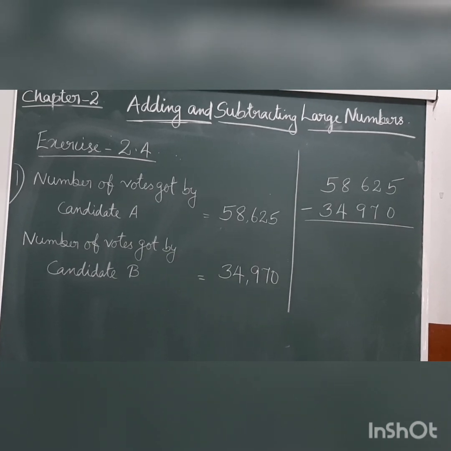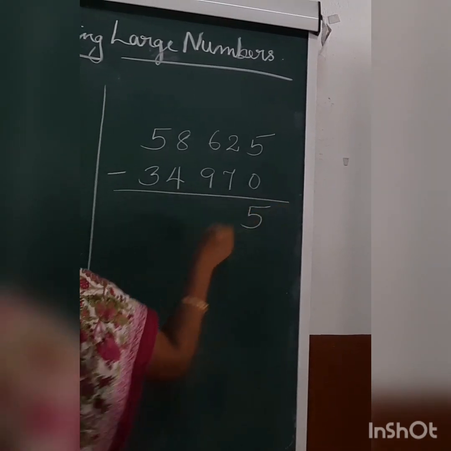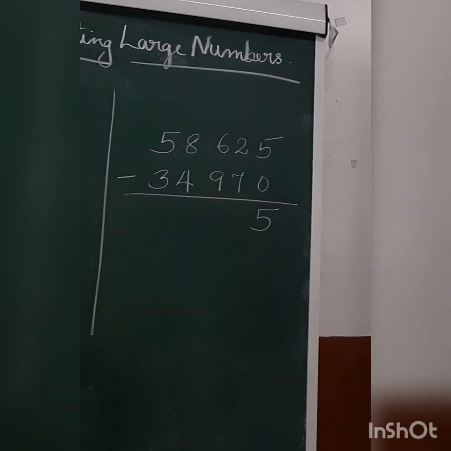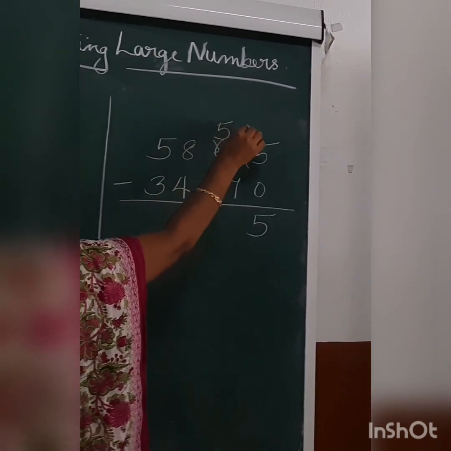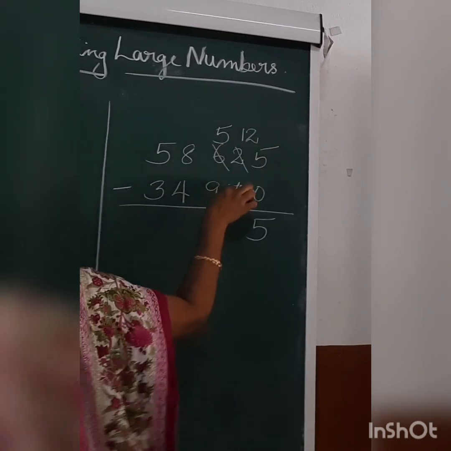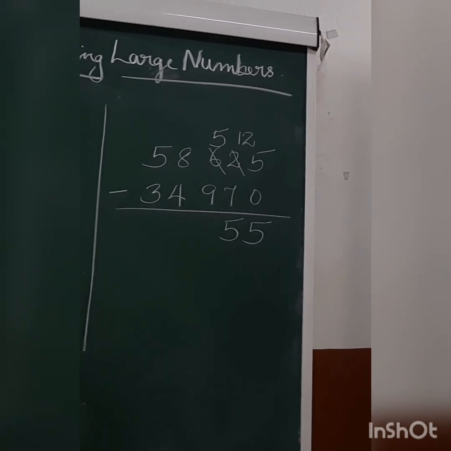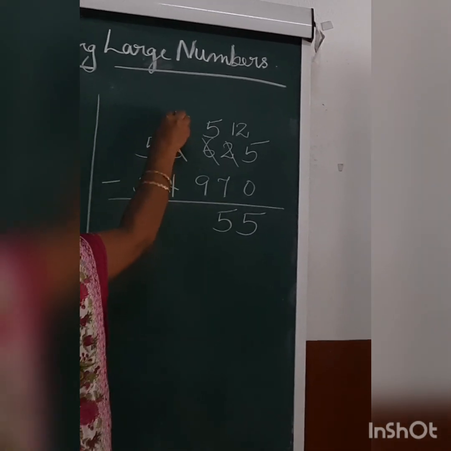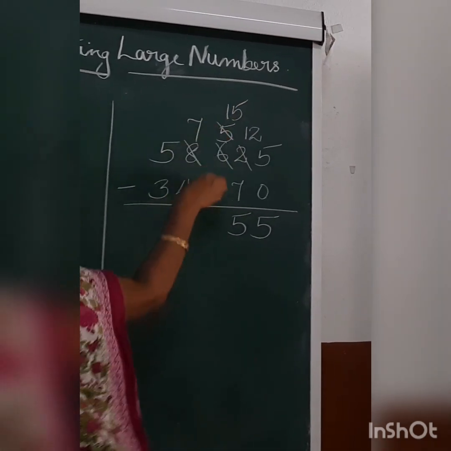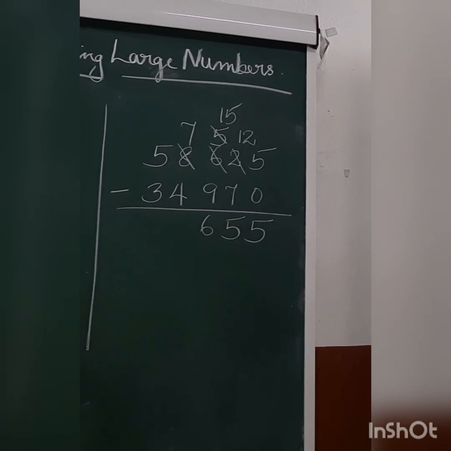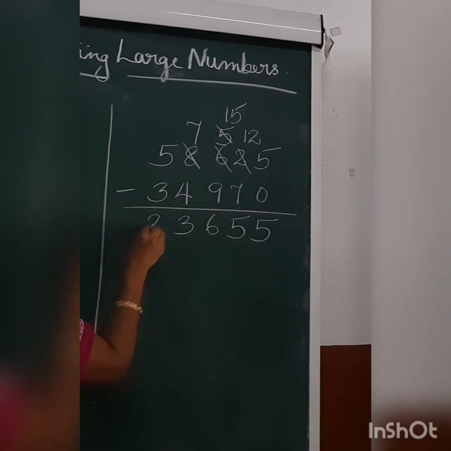So, we have to check. 5 minus 0 is 5 and 2 minus 7 is not possible. So, we borrow from here. It will be 5 and it will be 12. 12 minus 7 is 5 and 5 minus 9 is not possible. So, we have to borrow from here. It will be 7 and it will be 15 and 15 minus 9 is 6 and 7 minus 4 is 3. 5 minus 3 is 2.